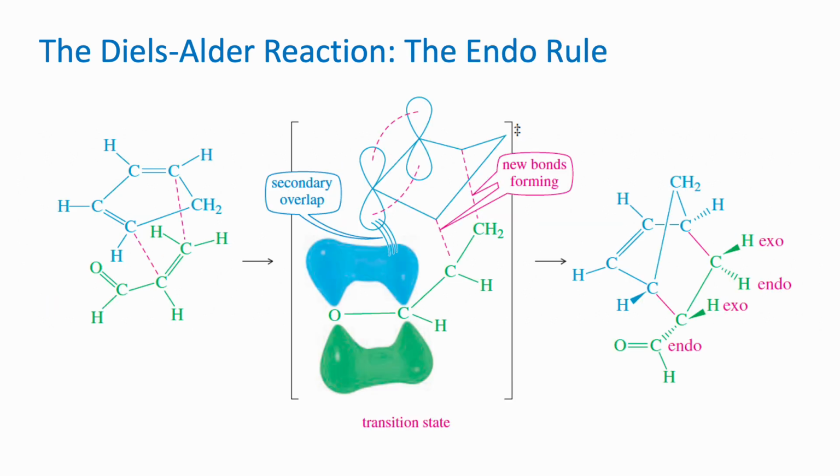And so here is one example of that. We have our diene here, which is cyclopentadiene. It's the same one we were just looking at. But now our dienophile has this carbonyl on it.